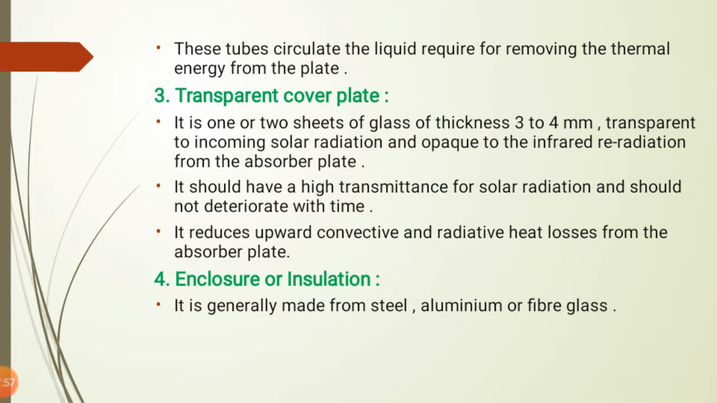Now the third part is the transparent cover plate. It is one or two sheets of glass of a thickness 3 to 4 millimeter, transparent to the incoming solar radiation and opaque to the infrared re-radiation from the absorber plate. We know that the transparent cover plates play a very important role, and they are above the absorber plate, which is shown in a figure.